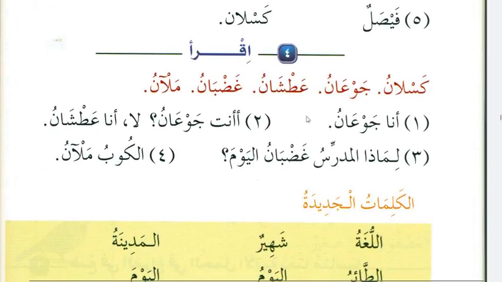Ikra, same thing here, is telling you that those adjectives which are ending with alif noon, you can't use tanween with them. So you see, all of them has only one dhamma. Kaslanu, lazy, jawanu, hungry, atshanu, dusty, ghadbanu, angry, malanu, filled. Ana jawan, I am hungry. Anta jawan, are you hungry? La ana atshan, no, I am thirsty.